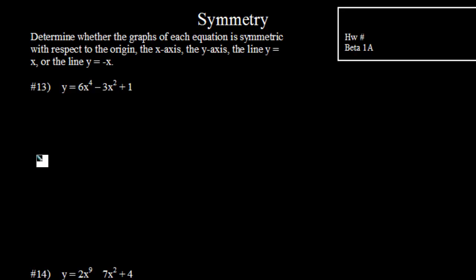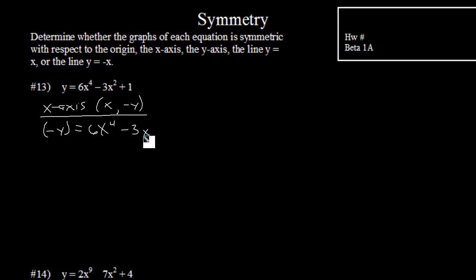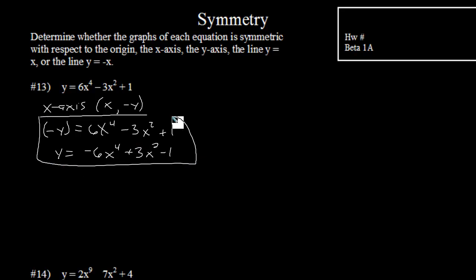You're supposed to figure out which of these things this graph is symmetric to. So the x-axis, for example. Leave x how it is. Change y to a negative. If we do that here, nothing on the right changes, getting y by itself, we get this. Not the same as the original. Therefore, this is not symmetric with respect to the x-axis.